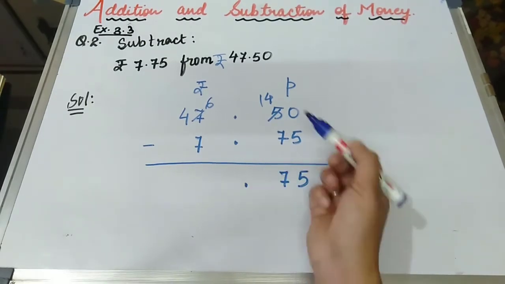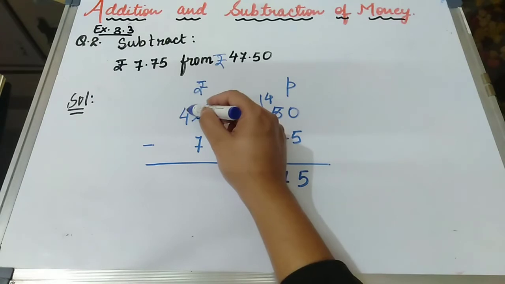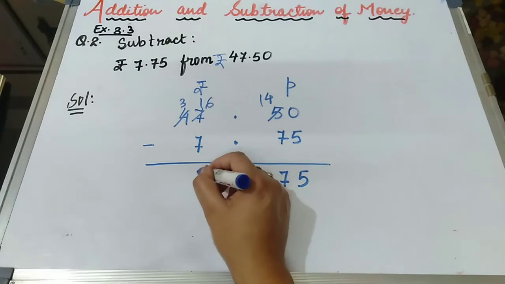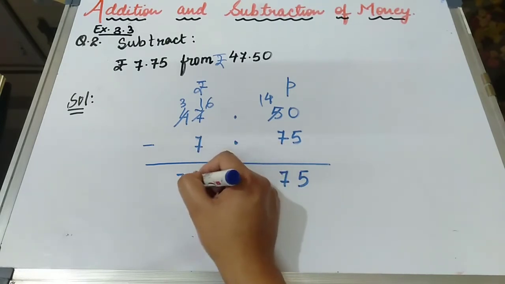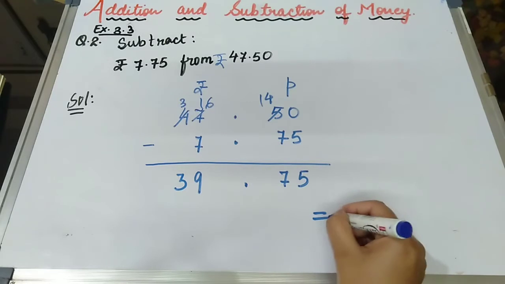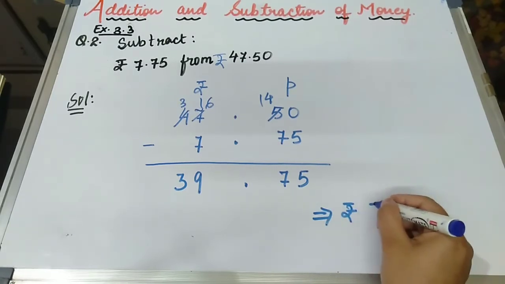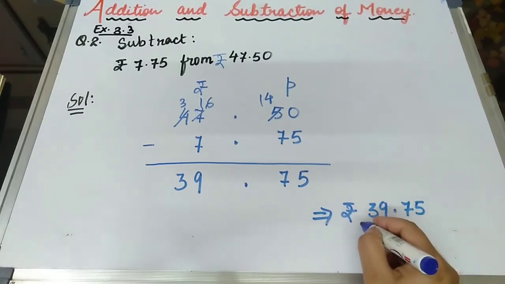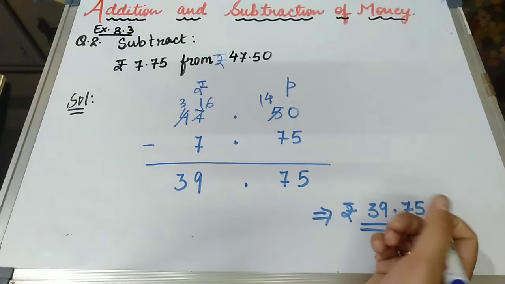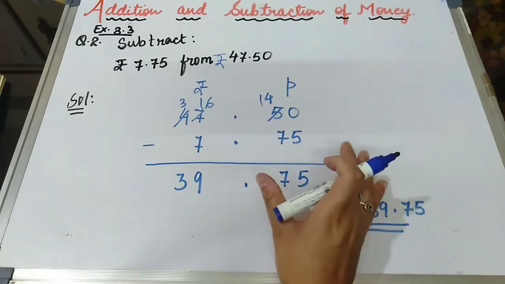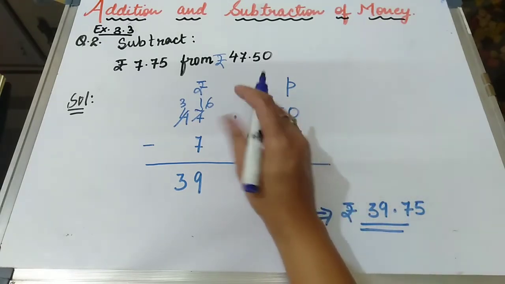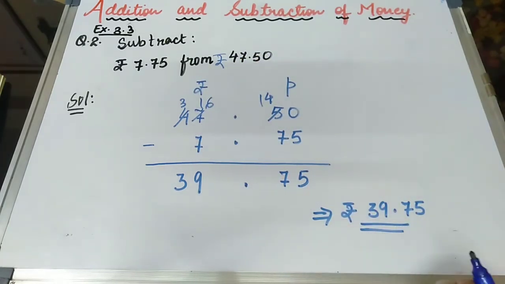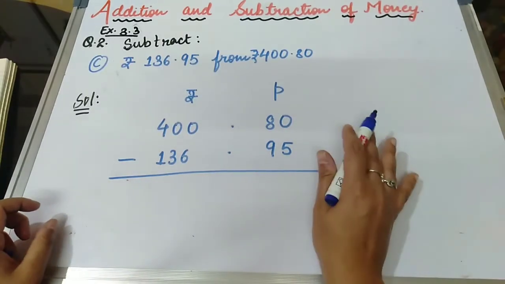Now we are going to put the point. 6 minus 7 can't be subtracted, so we will borrow from here. It will become 16. 16 minus 7 is 9 and then it will be written as 3. So the final amount is rupees 39.75. Okay, so in this way you can subtract. It is very easy to add and subtract the money. You have to just keep in mind the point, arranging the numbers in a column and writing the symbol properly. Let us see another question.